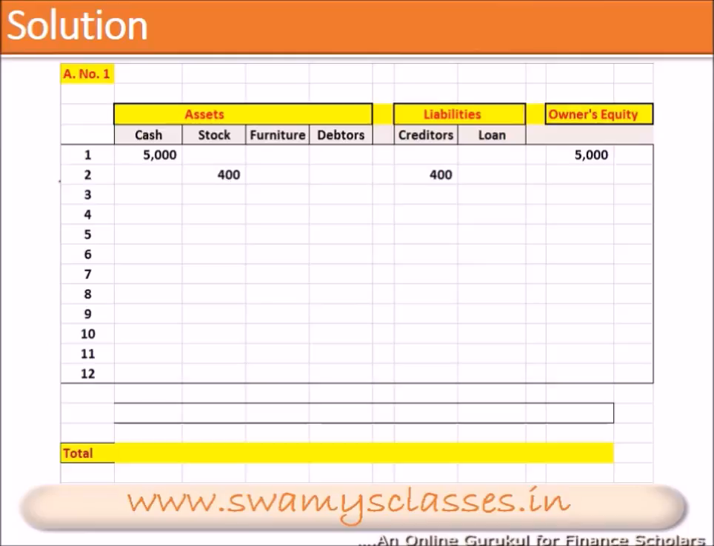So coming to the second one, purchased goods on credit. So stock coming in. So assets will go up in the name of stock. But have we paid for it? No way. So parallelly, your liabilities in the name of creditors will go up by 400 rupees. That is where your accounting equation gets matched.